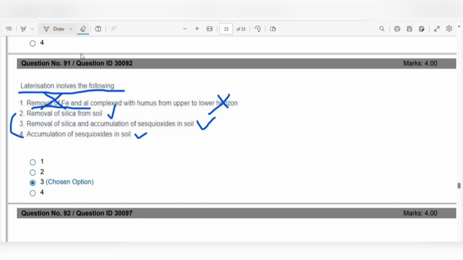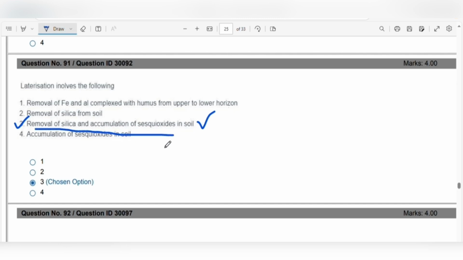So here the correct answer, or rather the most appropriate answer, will be option 3. Even though option 2 and option 4 are correct, you will not get the marks if you mark option 2 or 4, because the most appropriate answer in this case is option 3. So in questions of this type, you have to mark the most appropriate option, and that is removal of silica and accumulation of sesquioxide both in soil. Alright, so option 3 is the correct option.